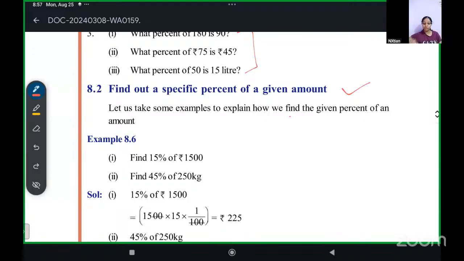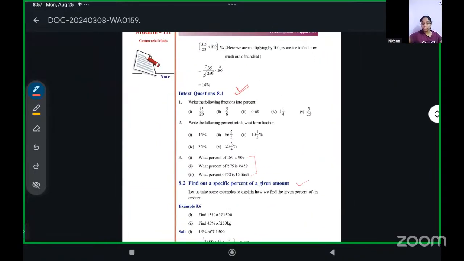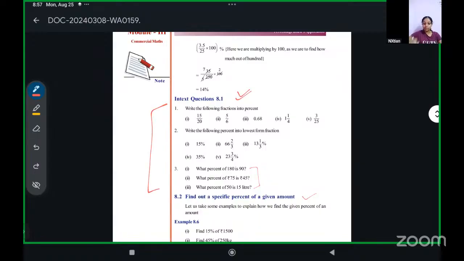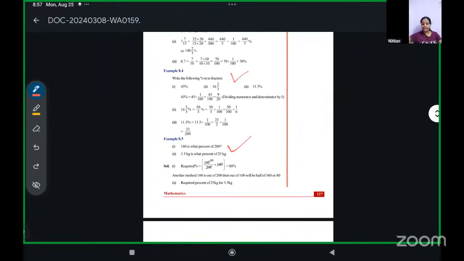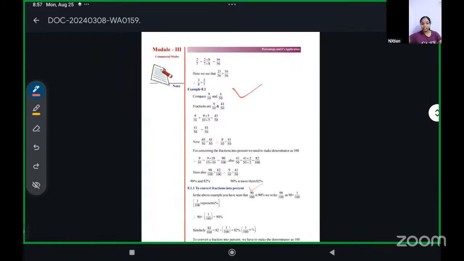Ma'am, in 8.1, only the bottom three? No, this whole thing. And the examples also. These examples also. Comparing.